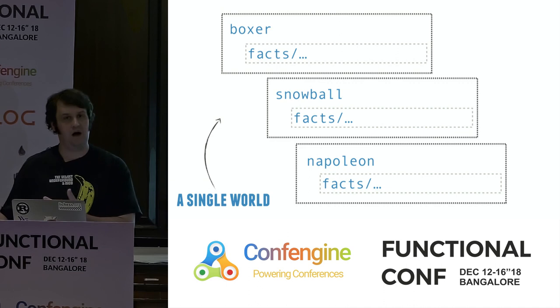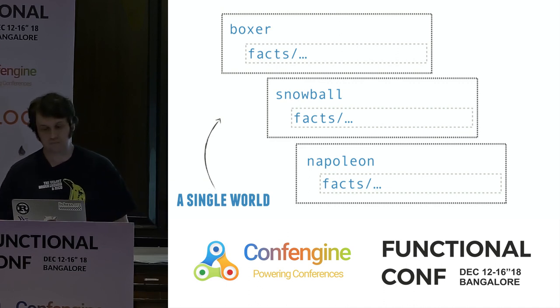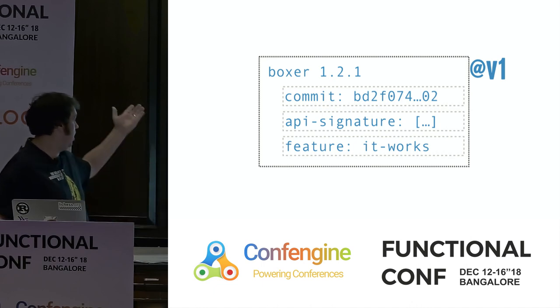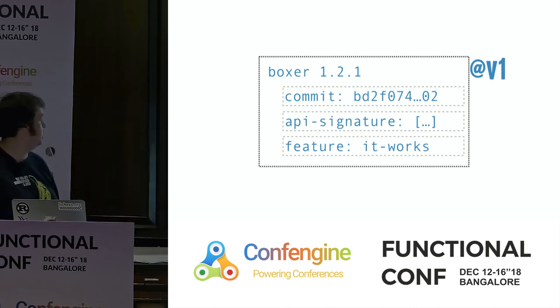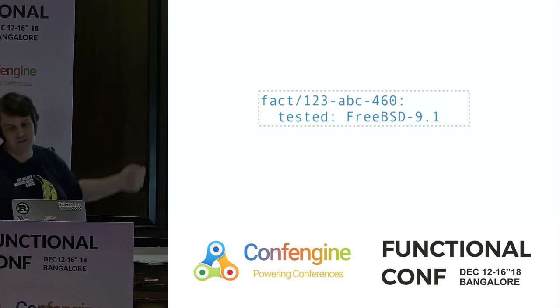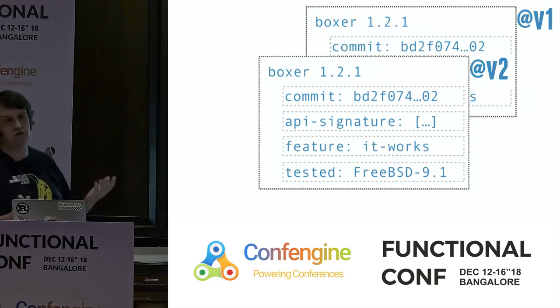We can come back and understand the system later on. These worlds change over time. So at one point in time, I only knew the commit, the API signature, and the feature. The next one, I might say, I've tested on this platform. I know that it definitely worked here. And so I can say, well, here's a new version of my world that's got more facts in it. And I could query against either of those. I could say, well, what did it used to look like? What does it look like now?